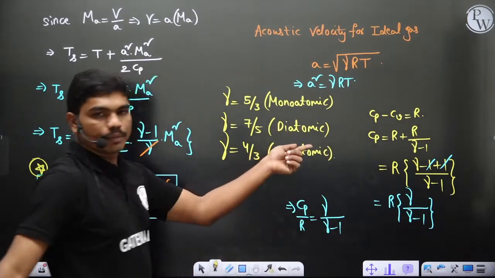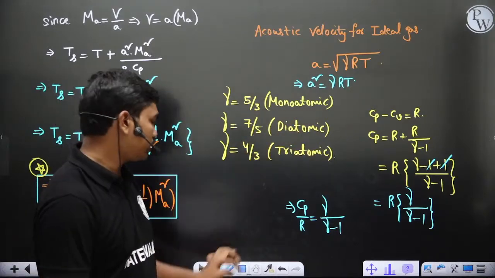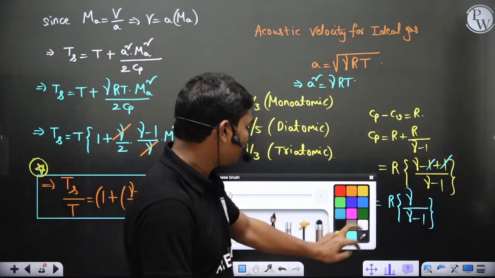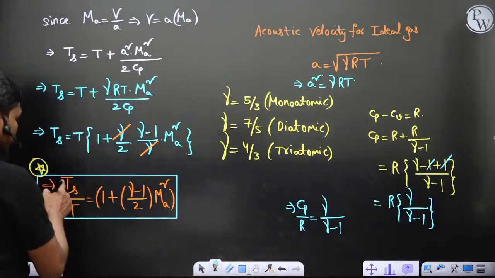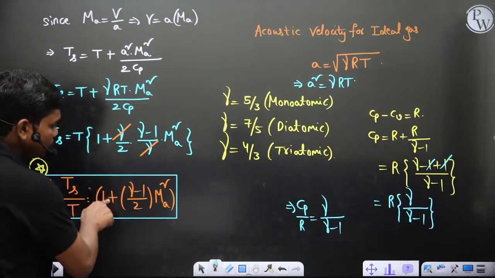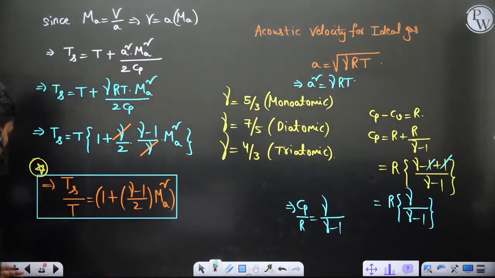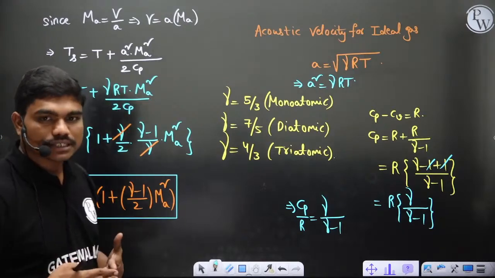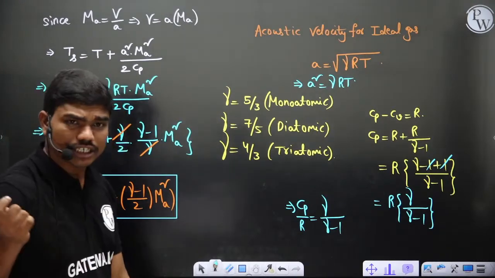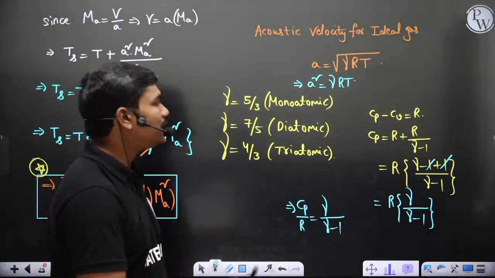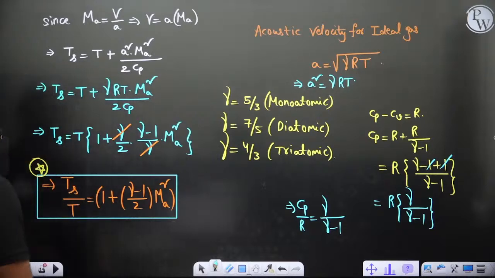And in case of diatomic, we have oxygen, nitrogen, air, all of that. Okay, so this is how we can calculate these properties. This is Ts by T, which is 1 plus (gamma minus 1) by 2 Mach squared. Now let's see how to calculate the stagnation pressure and maybe stagnation density. So this is the story of stagnation temperature.